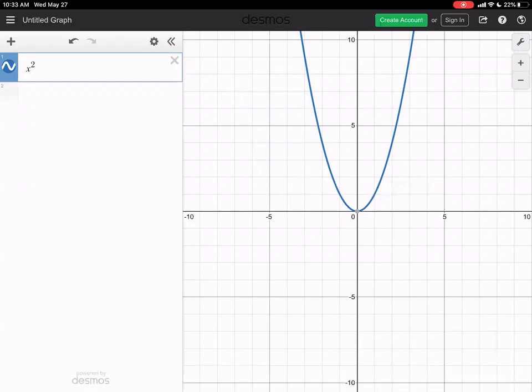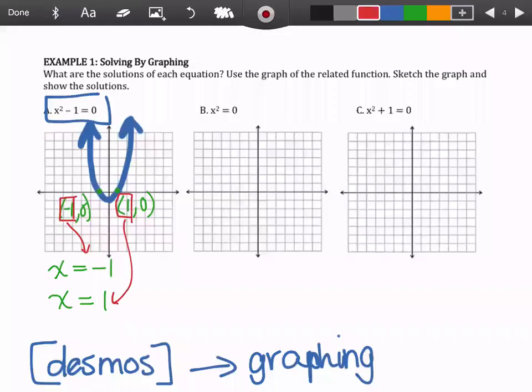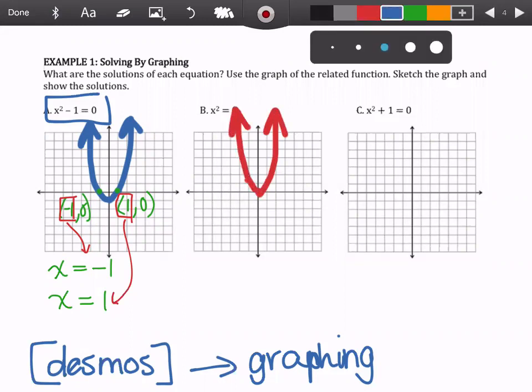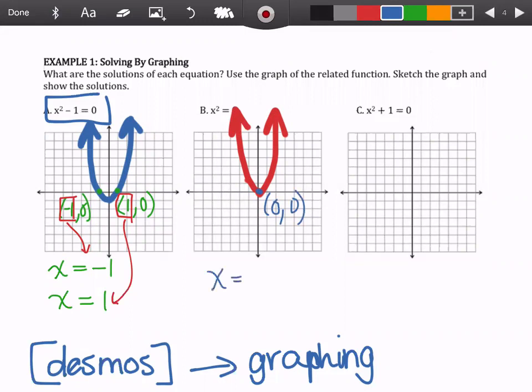So we're going to plot all 3 of those. -1, 1, 0, 0, and 1, 1. So let's plot those. Connect the points. We have a U-shaped curve. The only place it overlaps with the x-axis is at the point 0, 0. So our solution is x equals 0. We take the x value, and that is our solution.